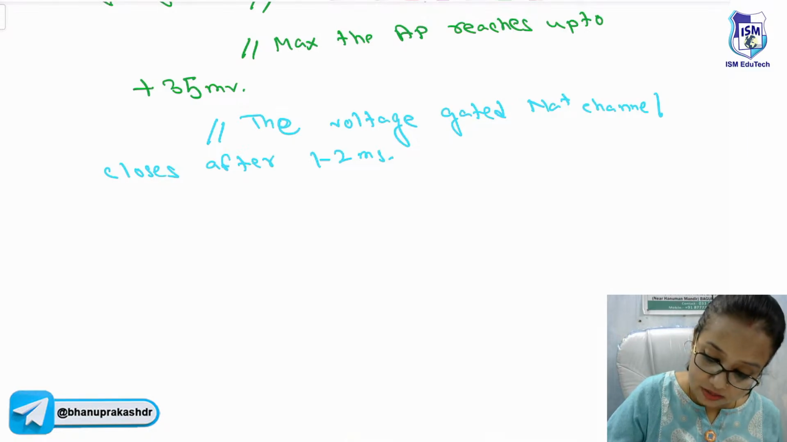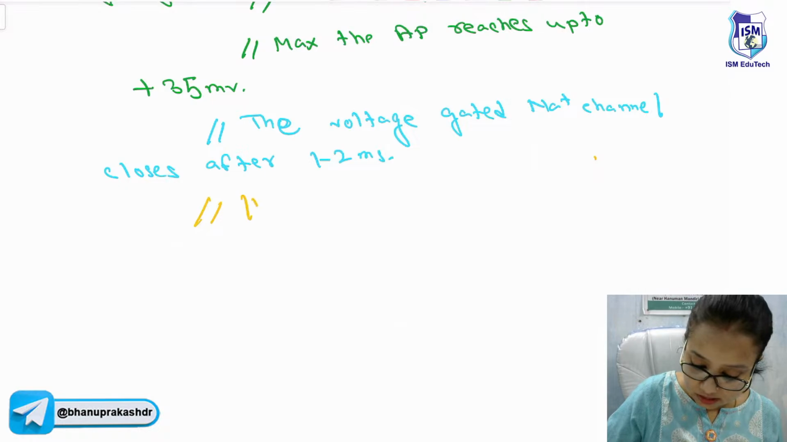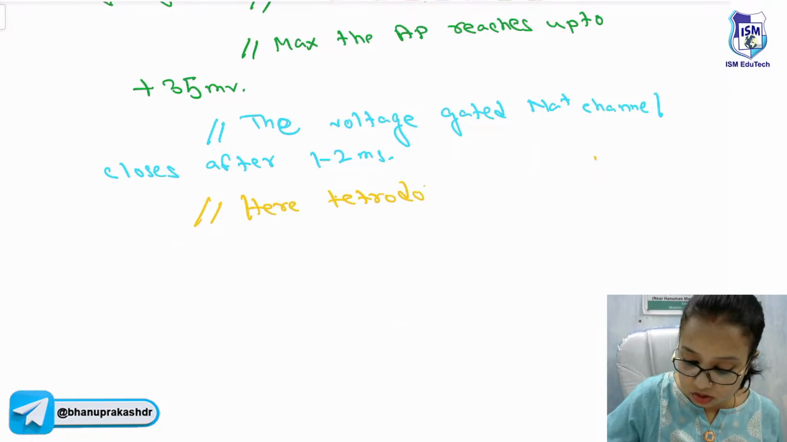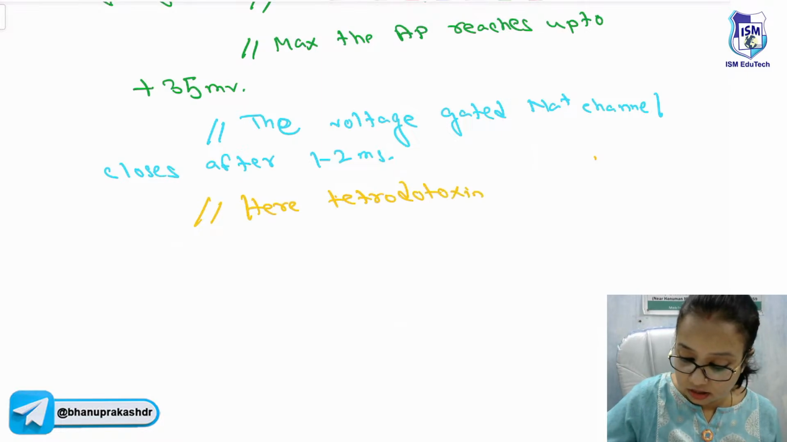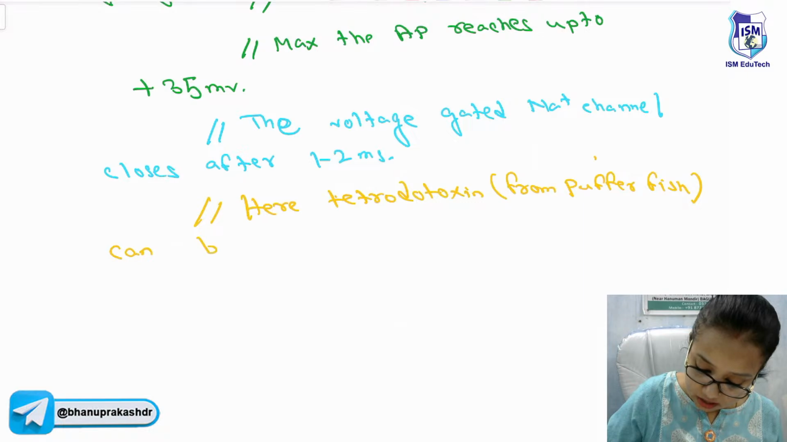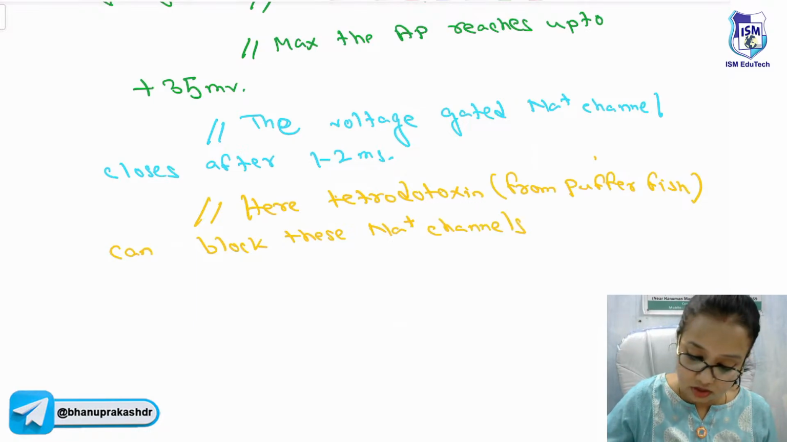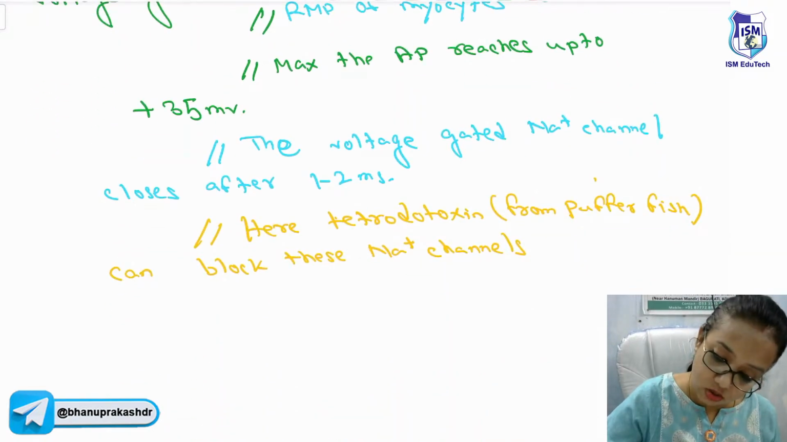Now here the pharma link point to remember is that tetrodotoxin, a toxin from puffer fish, can block these voltage gated sodium channels. Okay, this is all about our phase 0.